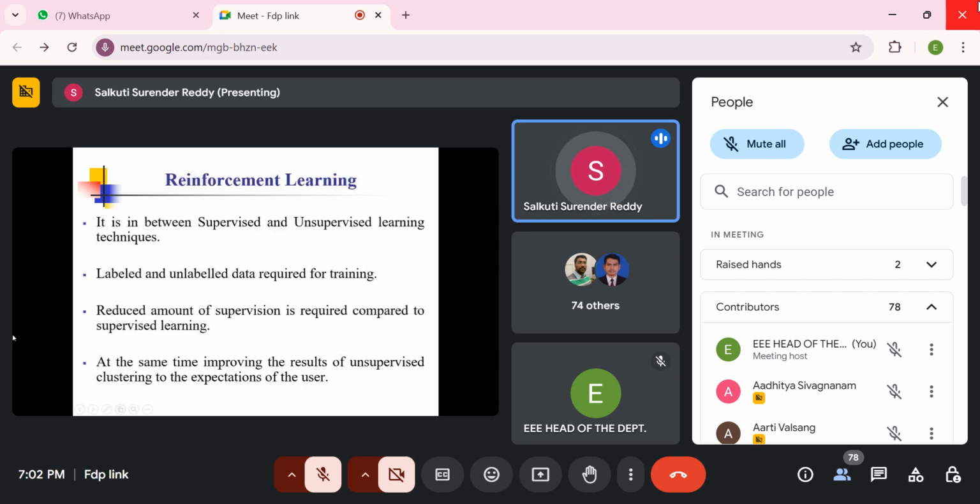Reinforcement learning is in between supervised and unsupervised learning techniques. Here, labeled and unlabeled data is required for training, so it is a combination of these two. Of course, you need a reduced amount of supervision compared to supervised learning, and at the same time it improves the results of unsupervised clustering to the expectations of the user. So we say it is an improved application of clustering techniques.